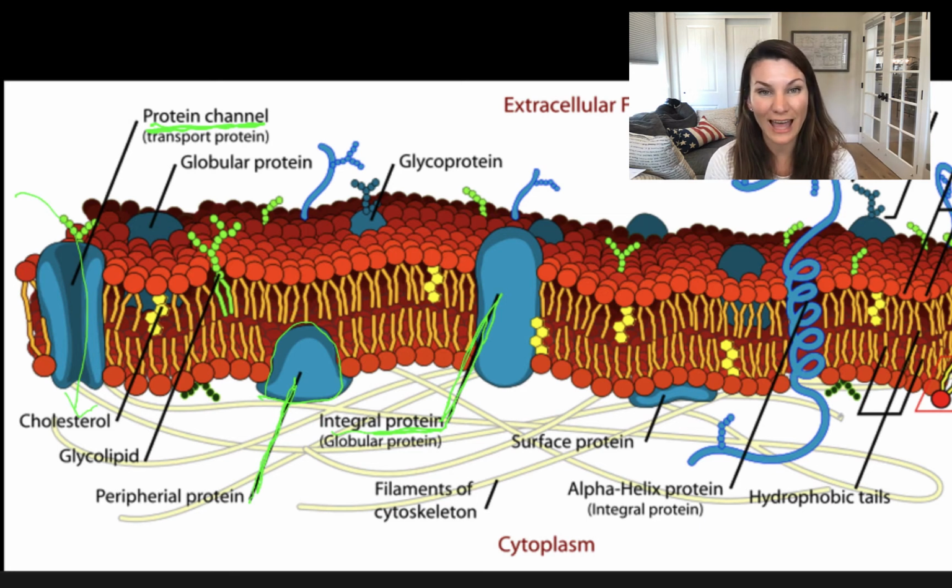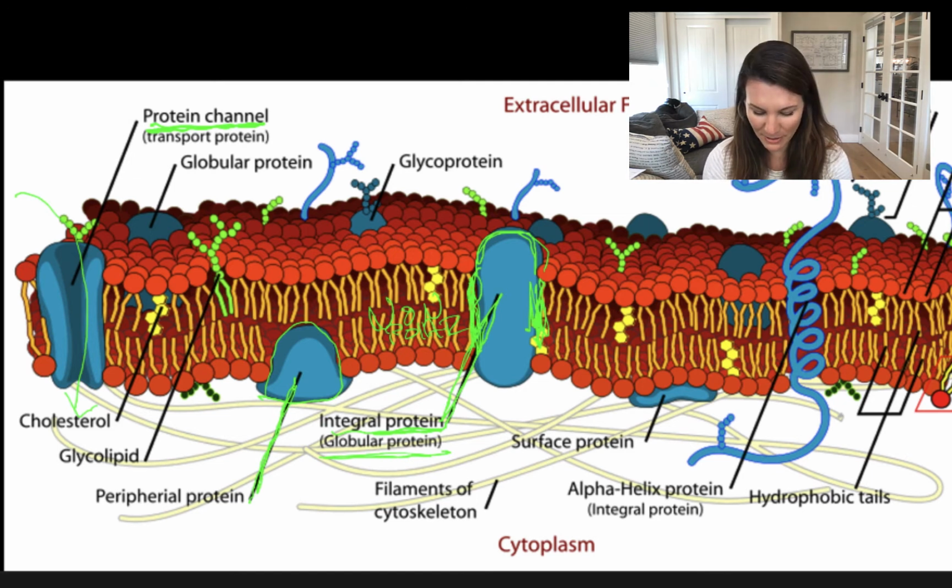As we look at these integral proteins, they are folded in such a way that the hydrophobic regions of the integral proteins consist of one or more stretches of nonpolar amino acids that are most often coiled into alpha helices.